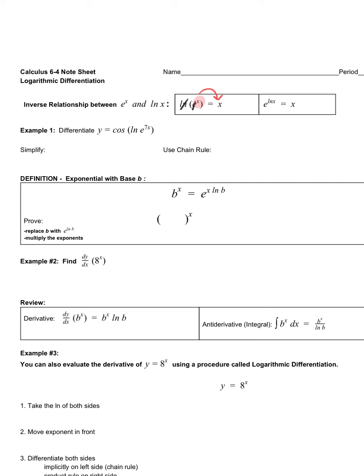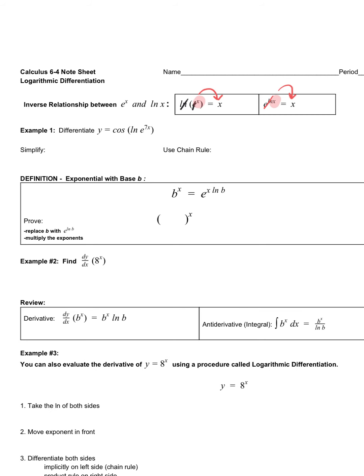Same thing in the next box over. Right here, the e is right next to ln. When you see that, they cancel each other out, and you're left with what's left up there. And that is why e to the ln x is equal to x. So that helps you simplify problems to make things easier.